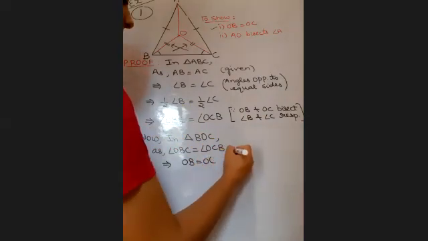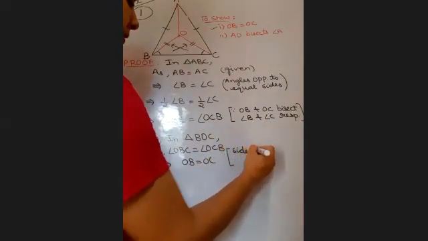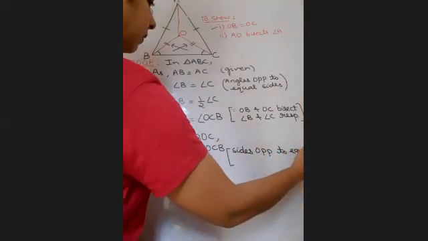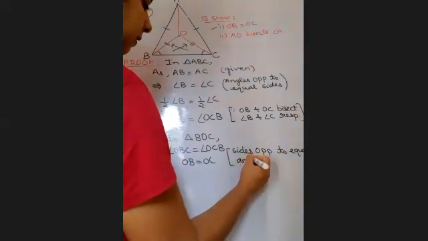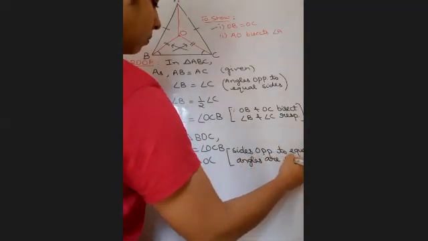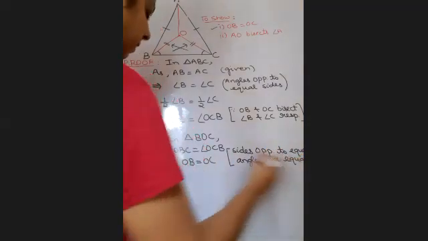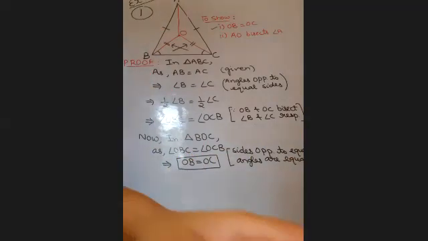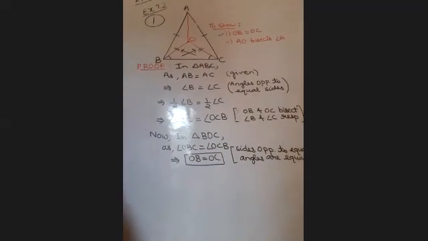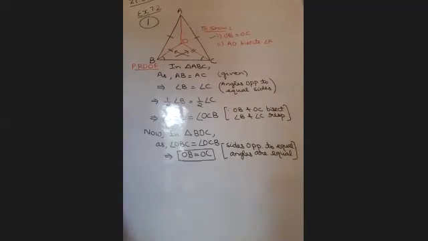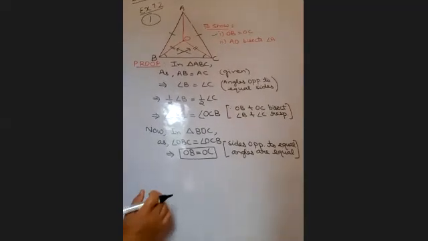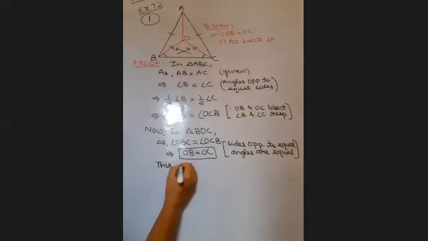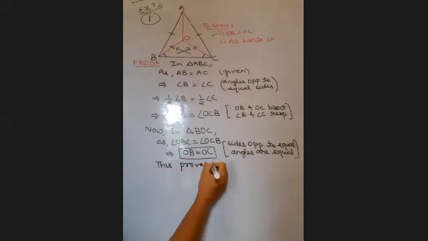Now here you will write sides opposite to equal angles are equal. Right? So your first part is proved. Your first part is proved. And since the first part is proved, you can write here, this proves 1.